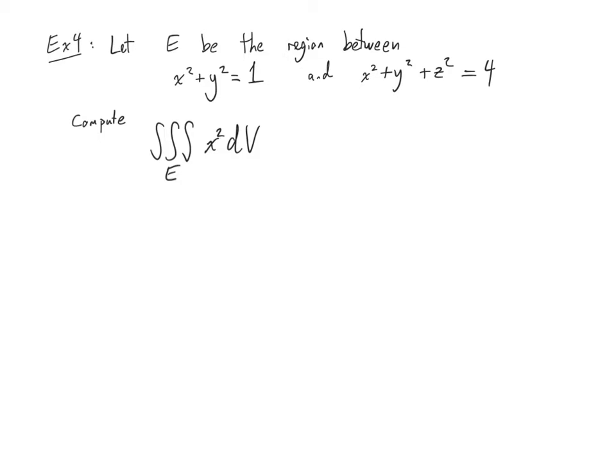Okay, so the second one is a sphere with center at the origin and radius 2. And the first one is a cylinder.